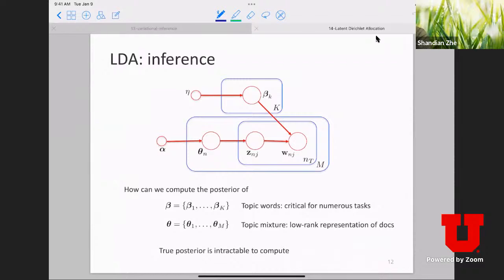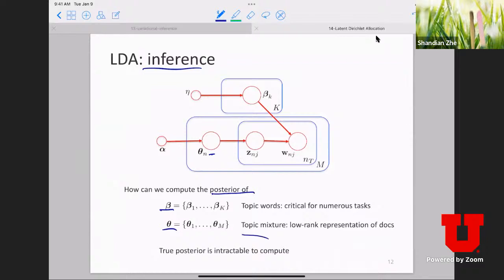So first, we need to know what our goal is. Given a collection of M observed documents, we want to compute the posterior of beta, namely the posterior of the word distribution for all the k topics. And also we want to know the posterior of the topic mixtures for each particular document. Okay.